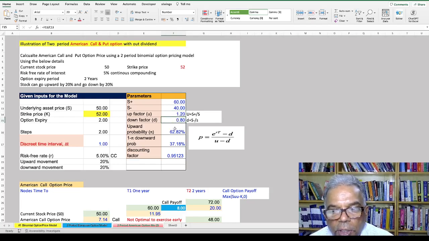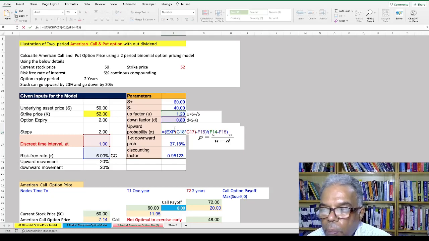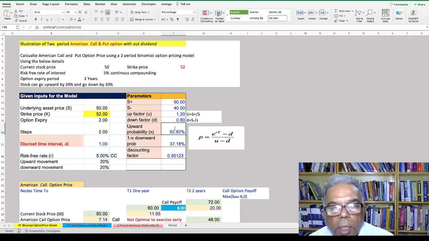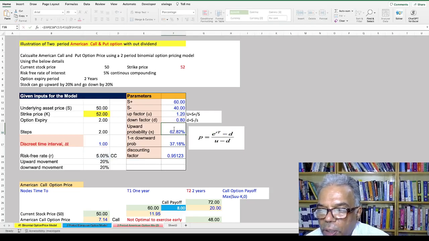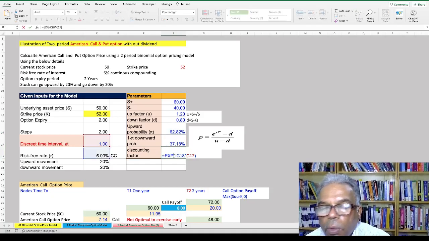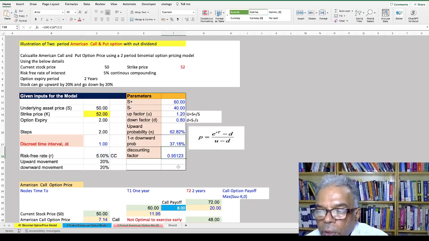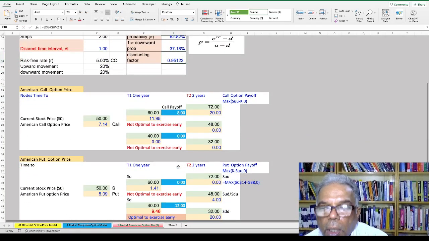The second step is to calculate the up probability, that is exponential RT minus D divided by U minus D. And then the down probability is 1 minus the up probability. Let's keep the discounting factor ready, exponential minus R into T. Now let's quickly go into how to calculate an American call option using a two-period binomial.